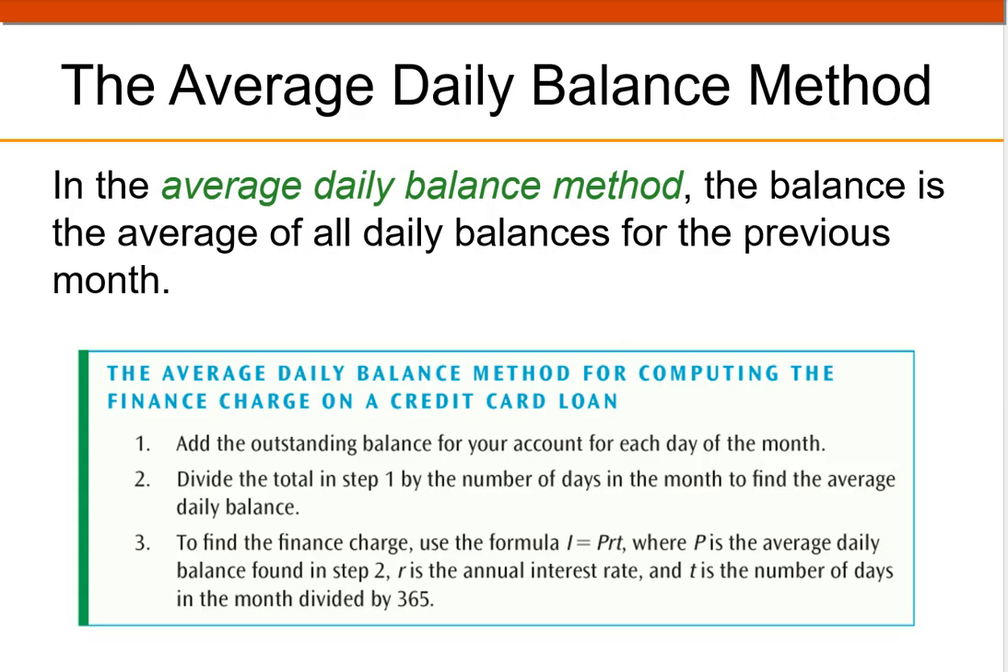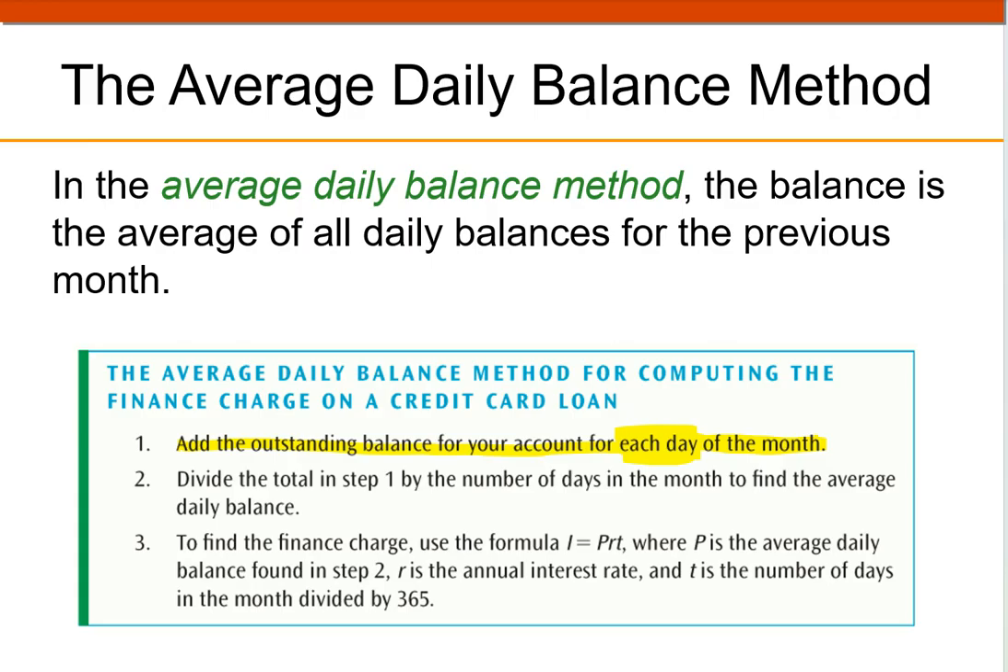So, to calculate it, step 1, add the outstanding balance for your account for each day of the month. So if you're in the month of April, which has 30 days, you have to figure out, well, what was my balance on April 1st? What was my balance on April 2nd? April 3rd? April 4th? April 5th? April 6th? April 30th. Add them all up and divide by 30 to figure out your average daily balance.